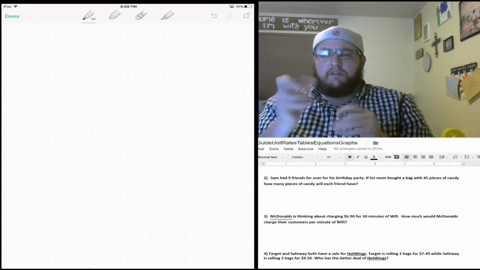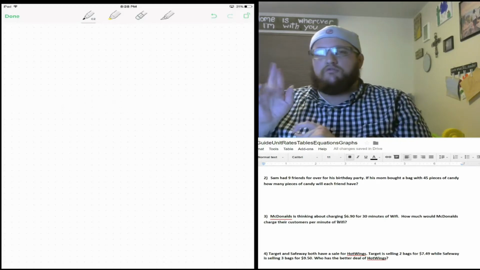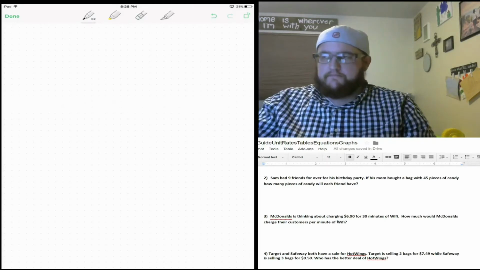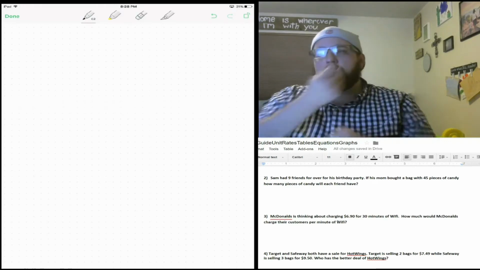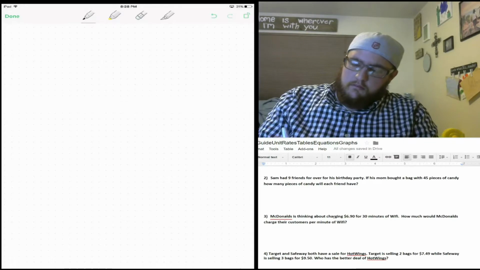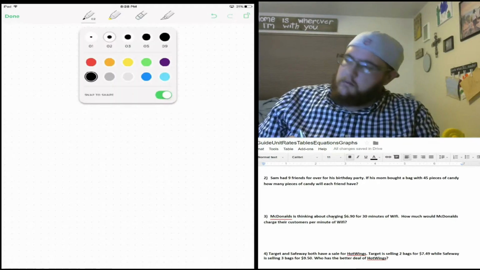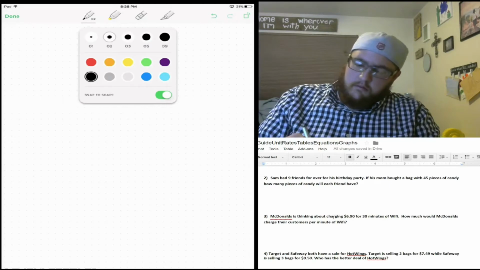So remember that this is a comparing unit rates problem. But as we have it, we've got 2 rates, and those are not quite as easy to compare. But if we convert both rates into unit rates, we should be able to easily compare Target and Safeway and find out which one has the better deal. So on the left here, I'll go ahead and do the math for Target.